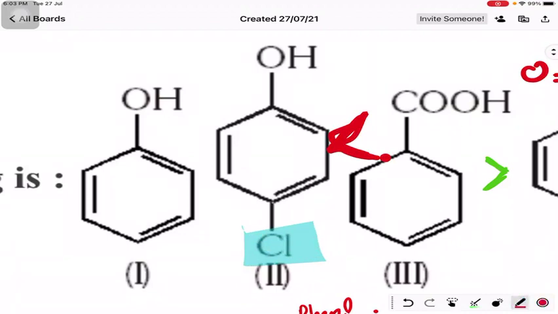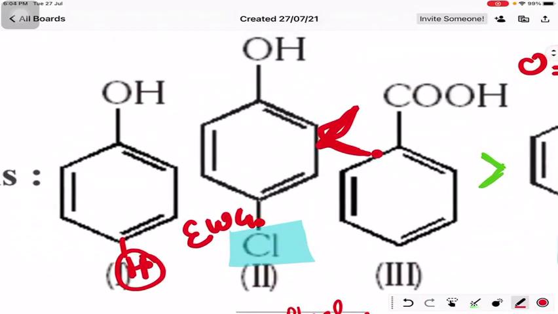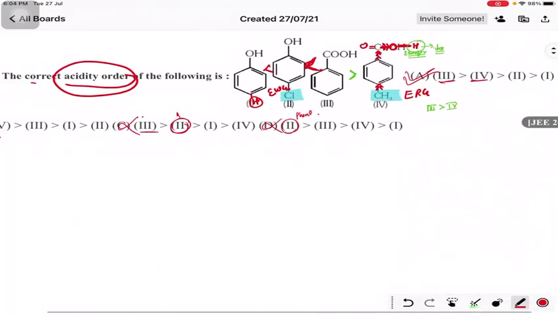Now out of 2 and 1, the first and second, because here chlorine is attached, the difference is chlorine, whereas the other contains hydrogen. Hydrogen is not showing any effect, but chlorine is an electron withdrawing group due to its electronegativity. We consider electronegativity always. So 2 is stronger than 1.